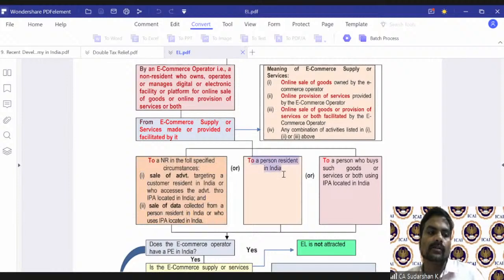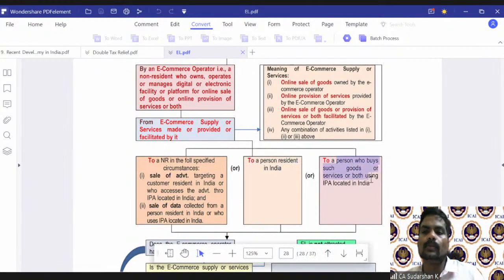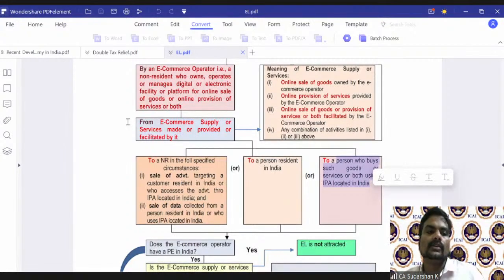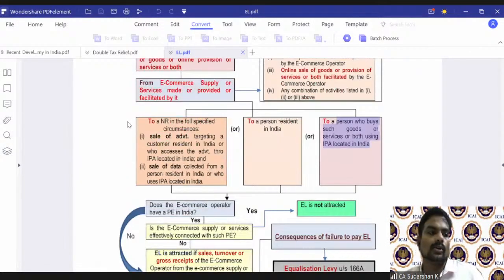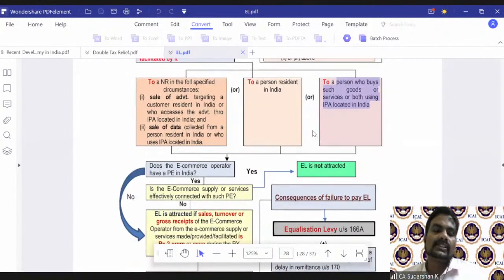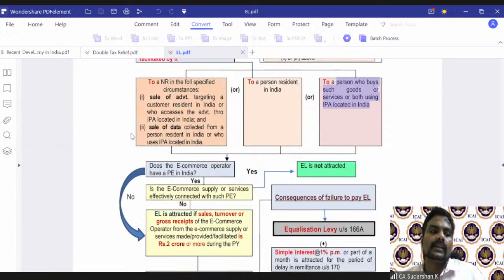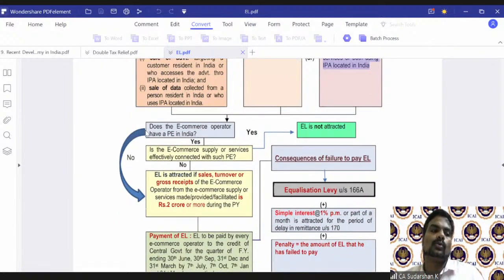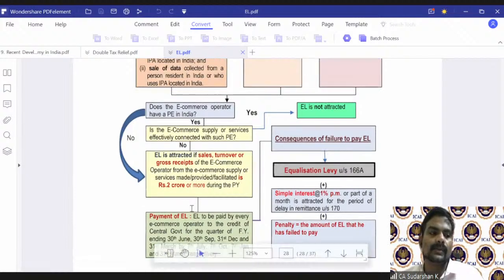To any person resident in India, it will get triggered, or to a person who buys such goods or services using an internet protocol address located in India. So in such situations, equalization levy will be attracted at 2%. If the non-resident has a PE in India, then in such a situation equalization levy won't attract. Normally, non-resident e-commerce operators won't have a PE in India. So therefore, equalization levy will in major cases get attracted.